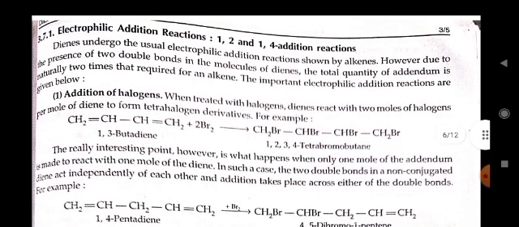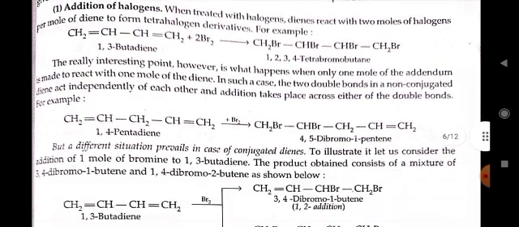Electrophilic addition reactions, 1,2 and 1,4 addition reactions. Dienes undergo the usual electrophilic addition reactions shown by alkenes. However, due to the presence of two double bonds in the molecules of dienes, the quantity of addendum is naturally two times that required for an alkene. The important electrophilic addition reactions are given below. Addition of halogens. When treated with halogens, dienes react with 2 moles of halogen per mole of diene to form a tetrahalogen derivative. For example, 1,3-butadiene plus 2Br2 gives 1,2,3,4-tetrabromobutane.